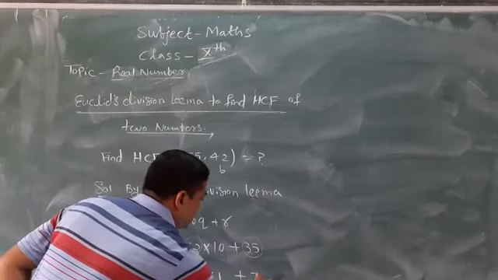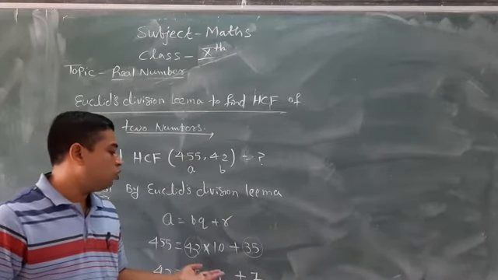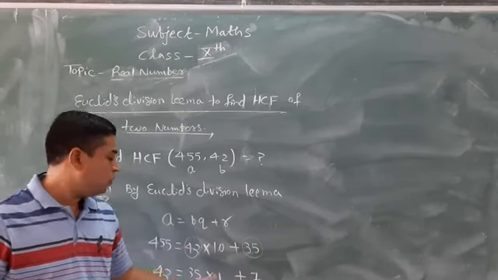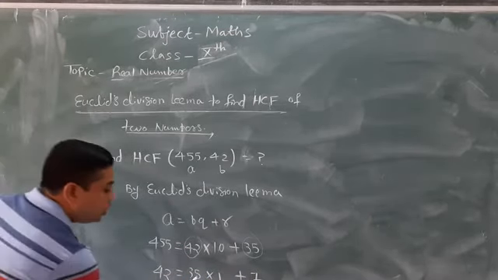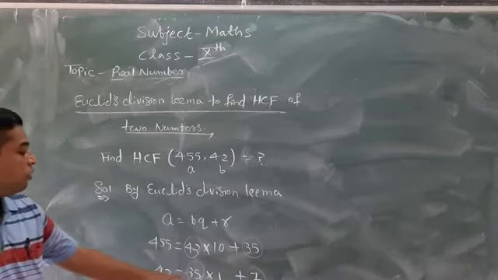7 will remain. So again you see it is not over. It will not be over unless and until we get 0 in the remainder place. So we will continue again by taking the divisor and remainder. For the next step, 35 will be your a.